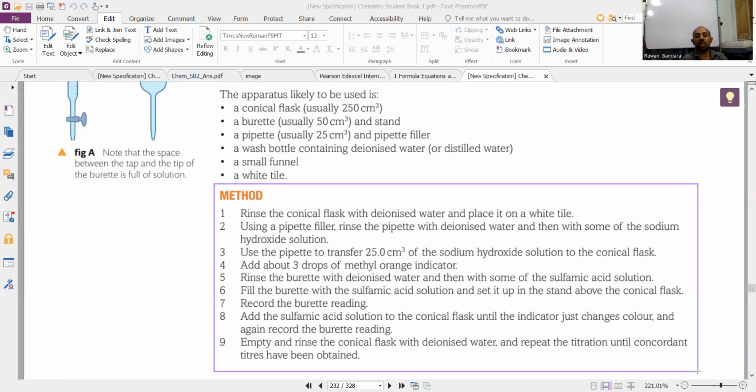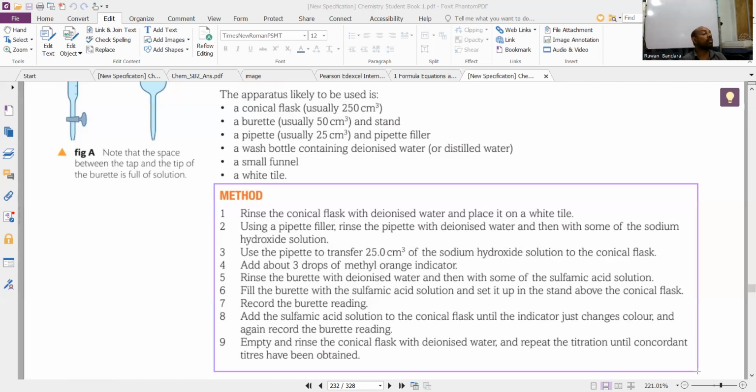Rinse the pipette with deionized water and then wash with some of the sodium hydroxide. If you are going to use a pipette to take sodium hydroxide, you have to wash with the solution that you are going to take. Then transfer 25 mL of sodium hydroxide to the conical flask and add indicator to the conical flask. Similarly rinse the burette with distilled water.